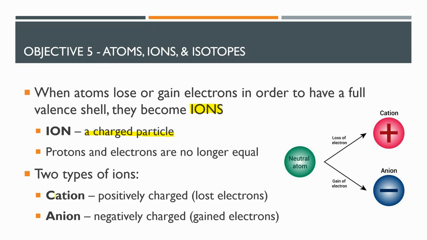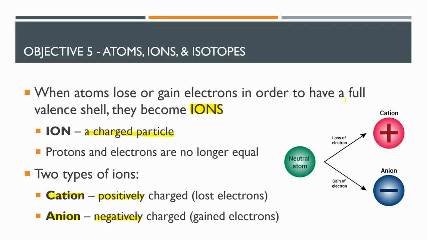Our two different types are a cation and an anion. If an electron is lost, we now have more protons, which are positive, and therefore that gives it an overall positive charge. And if the atom gains electrons, then it now has more negatives than positives, and so it becomes a negatively charged ion. So once again, an ion is just a charged particle.